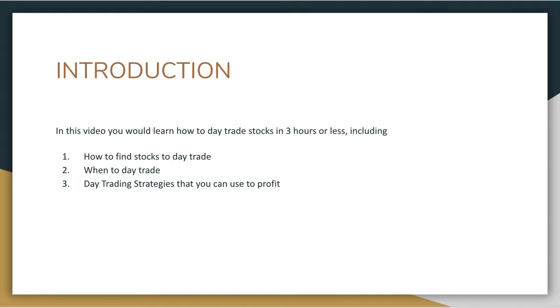Second is when to day trade. The stock market is open from 9:30 to 4, so what are the best times to day trade? Not all times are created equally. The methods and strategies you're going to learn today mean you might need only an hour, 2 hours, or maybe 3 hours to trade. Nothing more than that. Next, we're going to talk about the day trading strategies that you can use to profit every day.